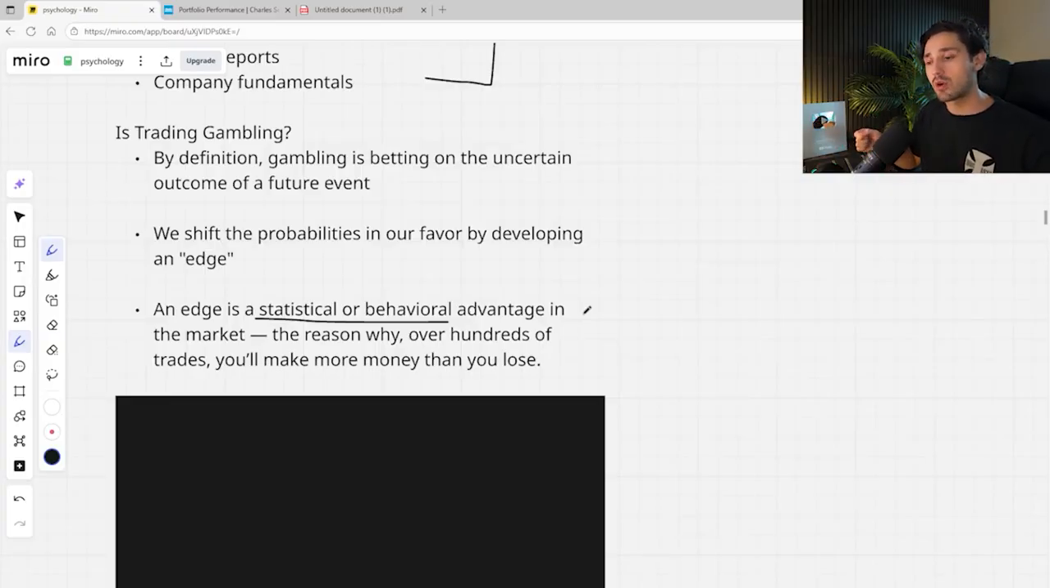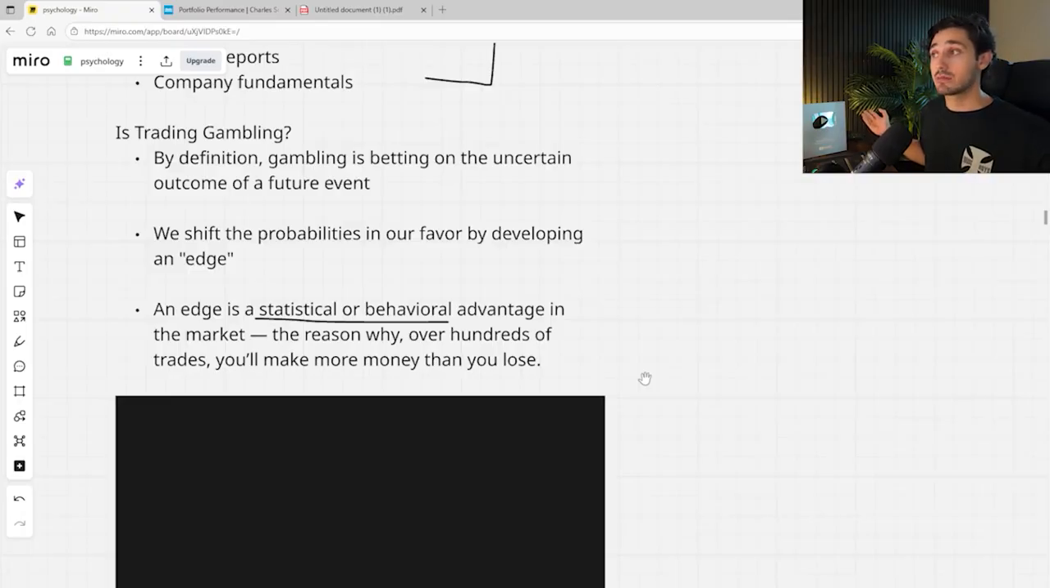And that's why it's so important to develop a sample size for your trading so you can actually extract data and then use that data to refine and build your trading plan, which, by the way, I'm going to cover all of this later on in the course. Okay, so you need to focus on building an edge, and that edge is going to make you money long term after you take hundreds and hundreds of trades. So very good. So is trading gambling?